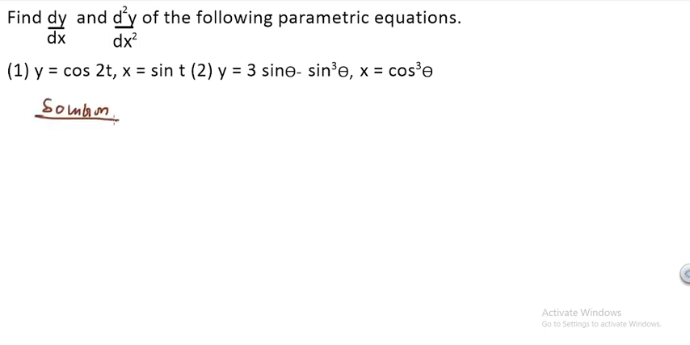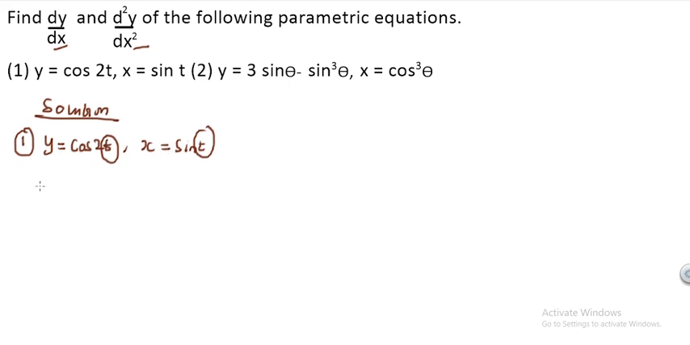The first question is telling me to differentiate y = cos 2t and x = sin t. I'm asked to look for both the first and second derivative of this question. If you notice, y = cos 2t and x = sin t simply tells us that the parameter we are dealing with is t. So the first thing we want to do is differentiate y with respect to t and x with respect to t.